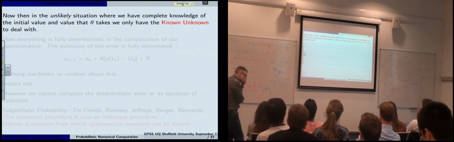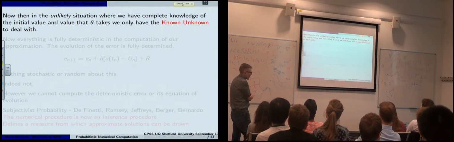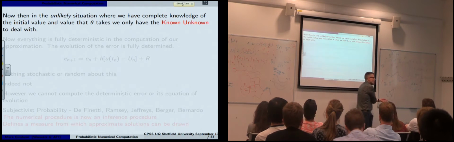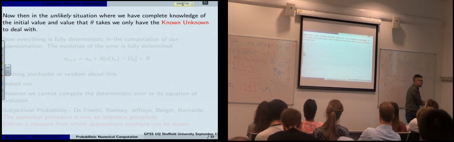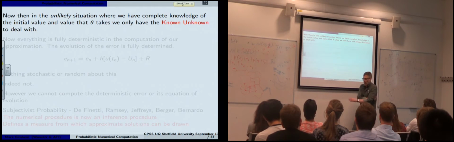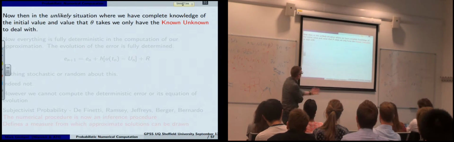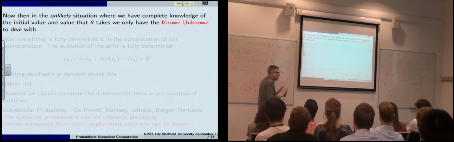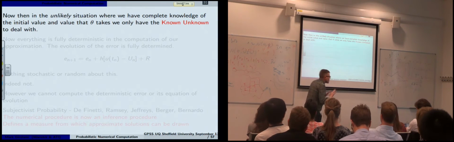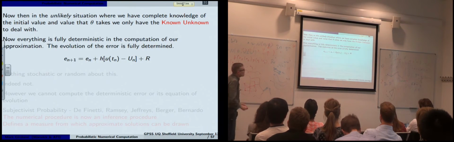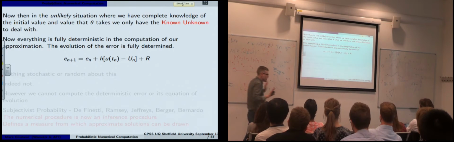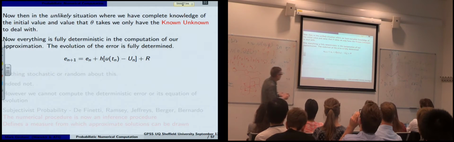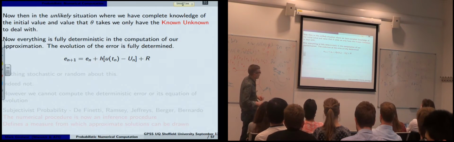Now, let's take a step back. Let's assume that we're like most tame mathematicians. We assume there is absolutely no uncertainty in the initial condition, and there's no uncertainty at all in our knowledge about the value of theta. So the only thing we don't know is the function, the implicitly defined function itself. So everything now is fully deterministic. There is no uncertainty induced in our function u because of uncertainty in theta.